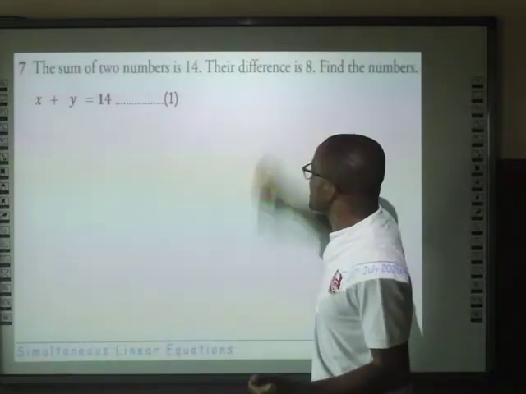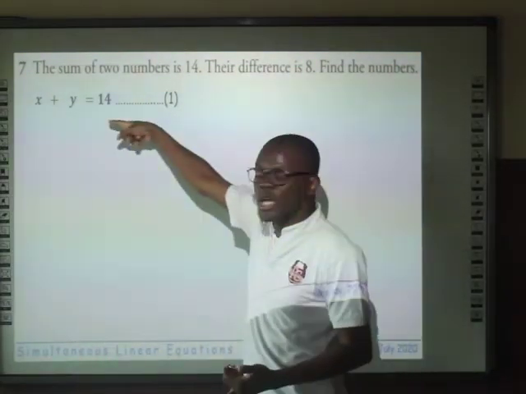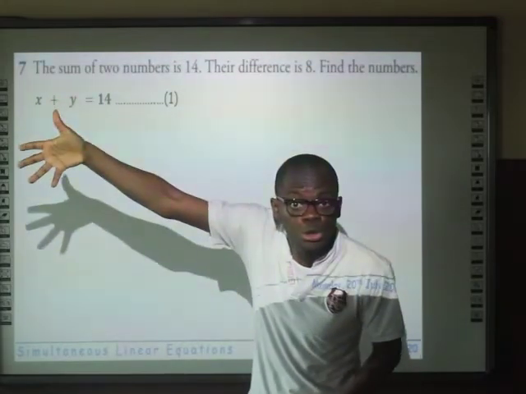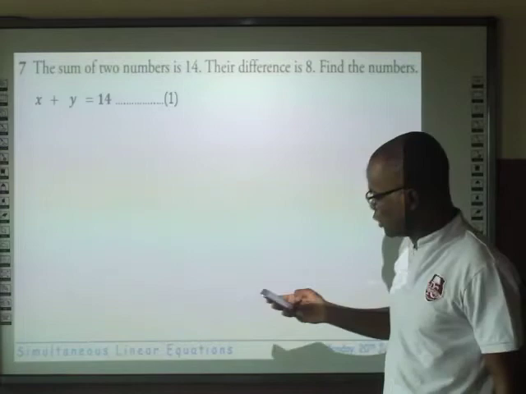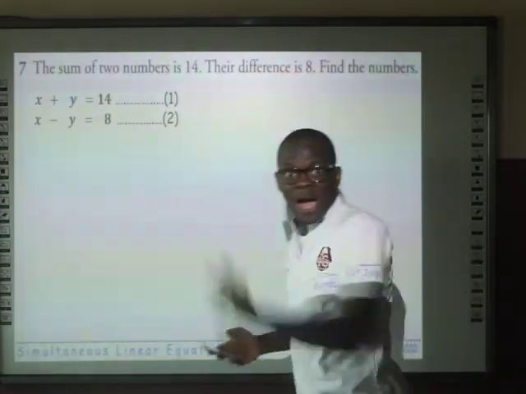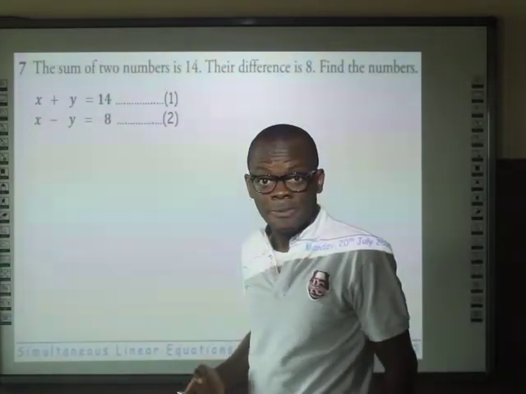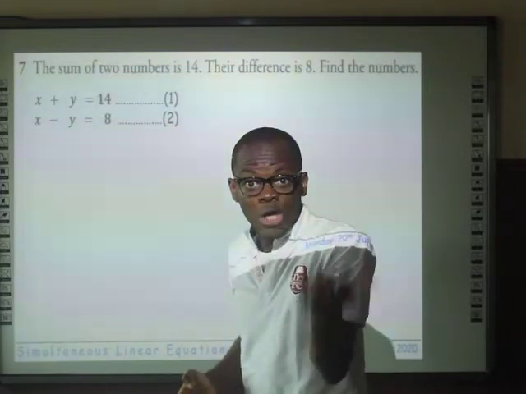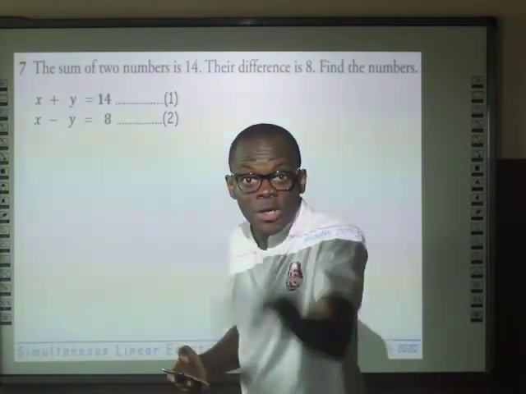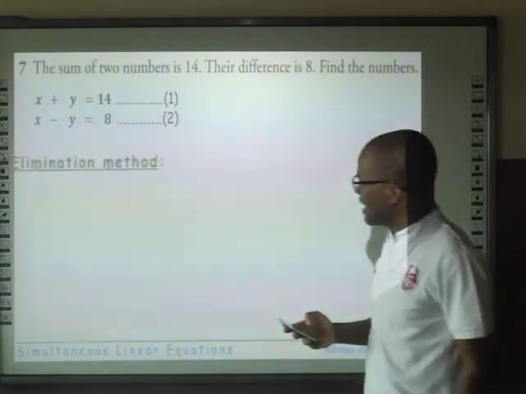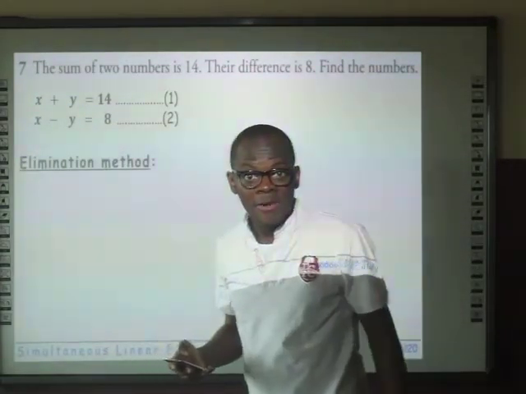And the difference is 8. So the second equation is going to be x minus y is equal to, can you guess? 8. That's right. Now I have a pair of simultaneous equations. And again, the choice is yours here. You haven't been told to use either the substitution method or the elimination method. I've decided to use the elimination method.